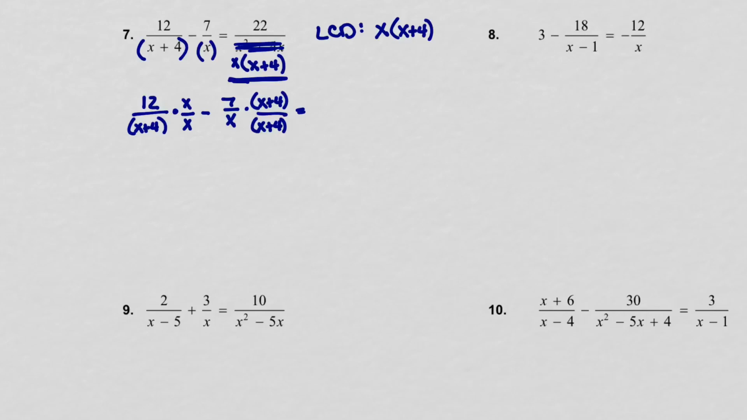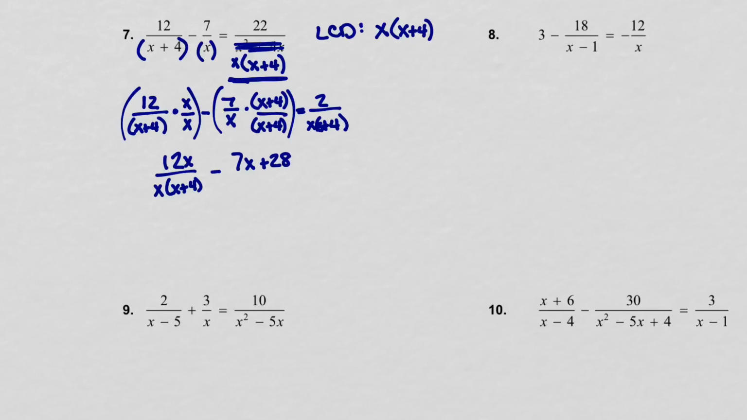And then this one already has that least common denominator. Whoops, I missed my x there. Okay, so I'm going to go ahead and simplify these things. I end up with 12x over x times x plus 4 minus 7x plus 28 over x times x plus 4 equals, oops, and I missed a 2 on that one, so 22 over x times x plus 4.